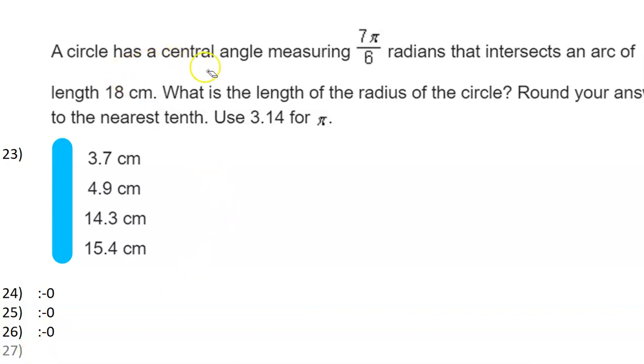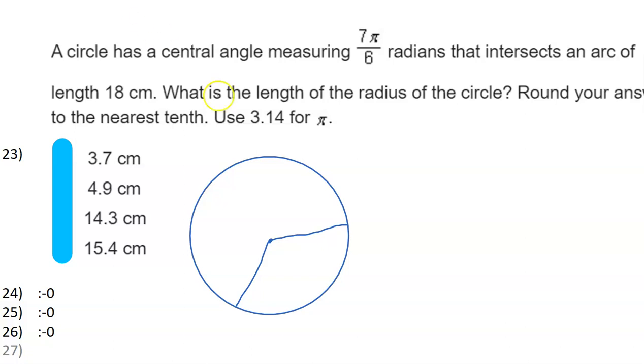Well, a circle has a central angle measuring 7 pi over 6 radians that intersects an arc length of 18 centimeters. What is the length of the radius of the circle? And we will round our answer to the nearest tenth.